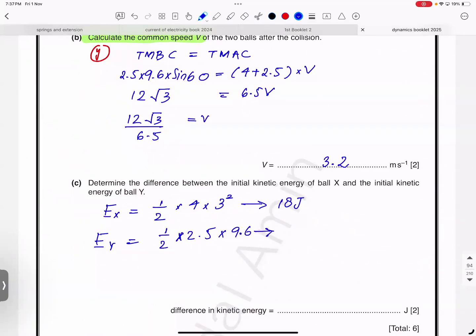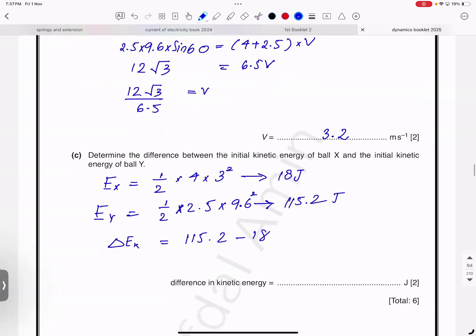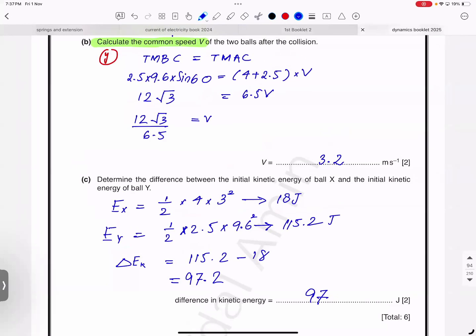The answer is, that's wrong. How is it? Oh, you calculated together, huh? 1.2. Okay, you did it together, right? So the difference will be 115.2 minus 18, 97.2 joules. All right.